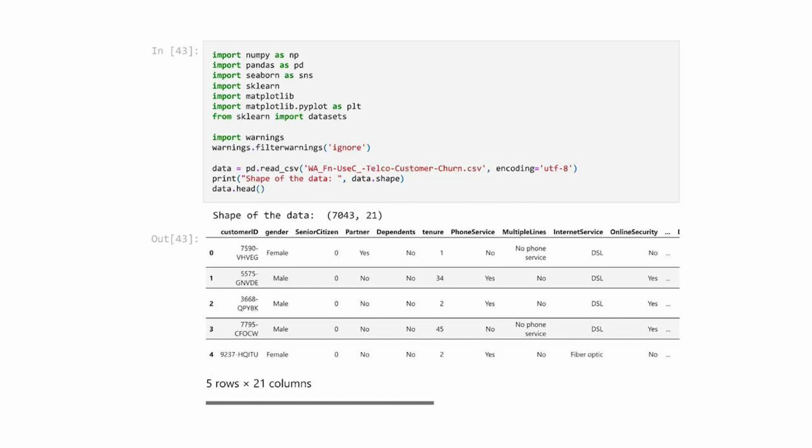And you can see certain features. So we have gender, we have senior citizen, whether the customer is a senior citizen or not. We have the tenure, we have internet service, what kind of internet service they're using, and so on.